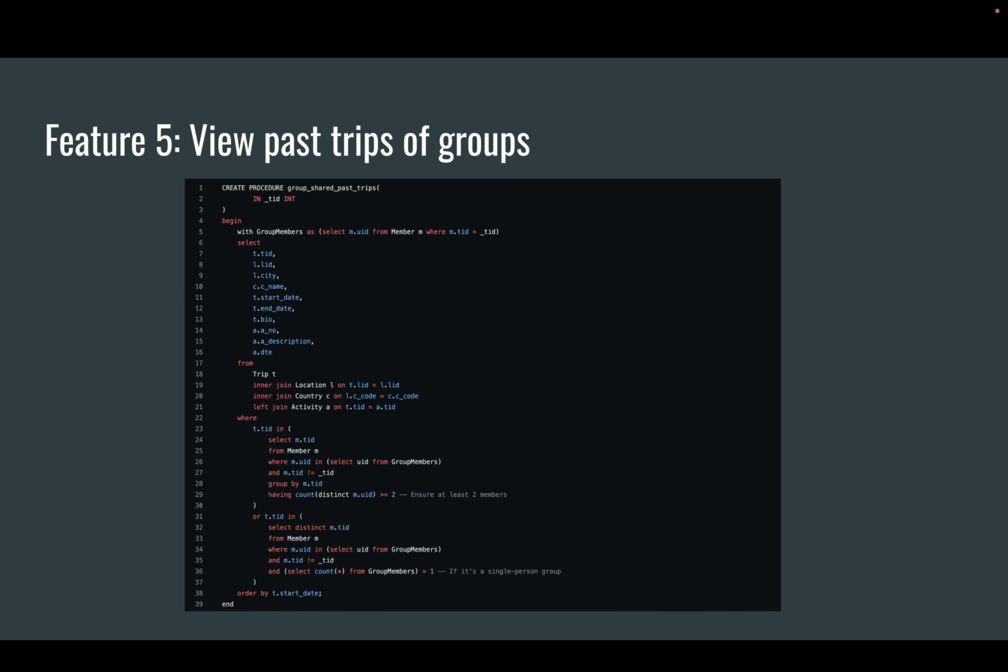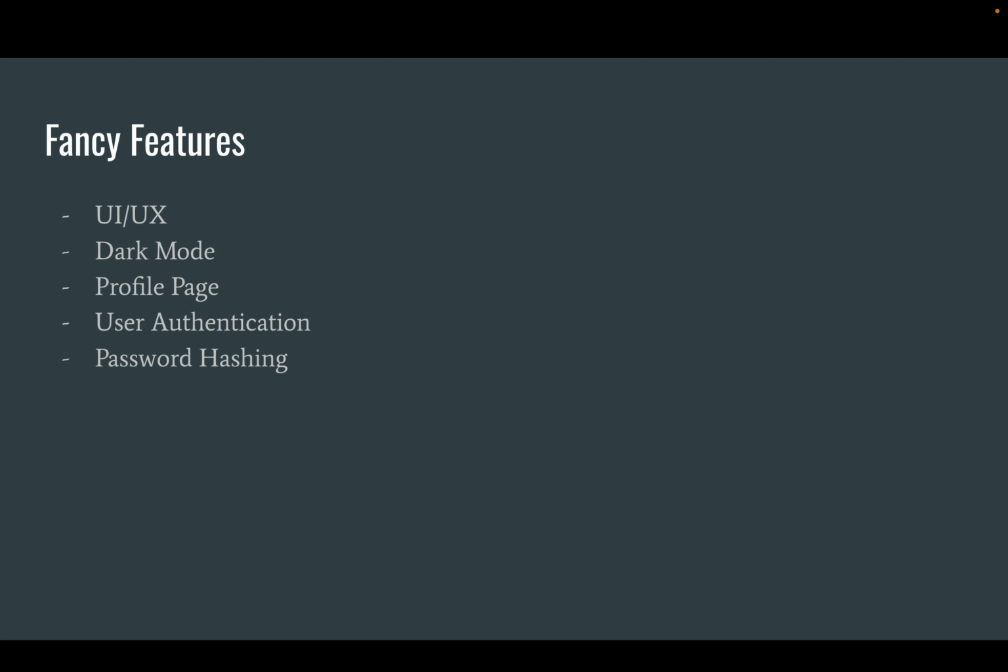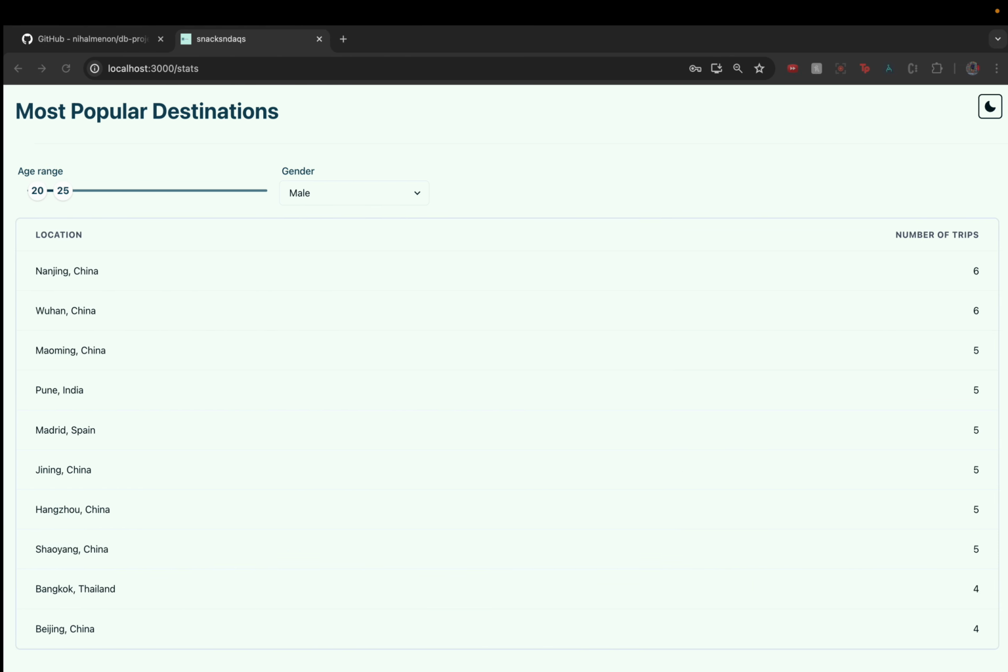Now I'll talk about feature 5 as well, which is view past trips of groups. We're getting shared trips between a group. If it is a single user, we get all their trips, and if it is multiple users, we return all of their shared trips. And for the fancy features, we'll just hop on the web page real quick.